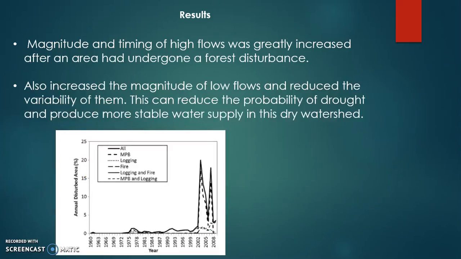The results that they found were that in areas of high flow that had undergone a major disturbance, it increased the timing and the discharge of the flow. In areas of low flow after a disturbance, the flow magnitude increased and reduced the probability of drought, and also reduced the variability of flow. The graphs below show the increase of areas disturbed and the different activities that cause this throughout the study.